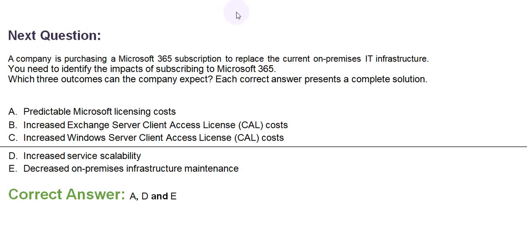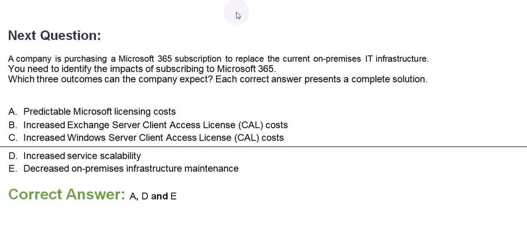Moving towards the next question. The company is purchasing a Microsoft 365 subscription to replace the current on-premises IT infrastructure. You need to identify the impacts of subscribing to Microsoft 365. Which three outcomes can the company expect? Each correct answer presents a complete solution.